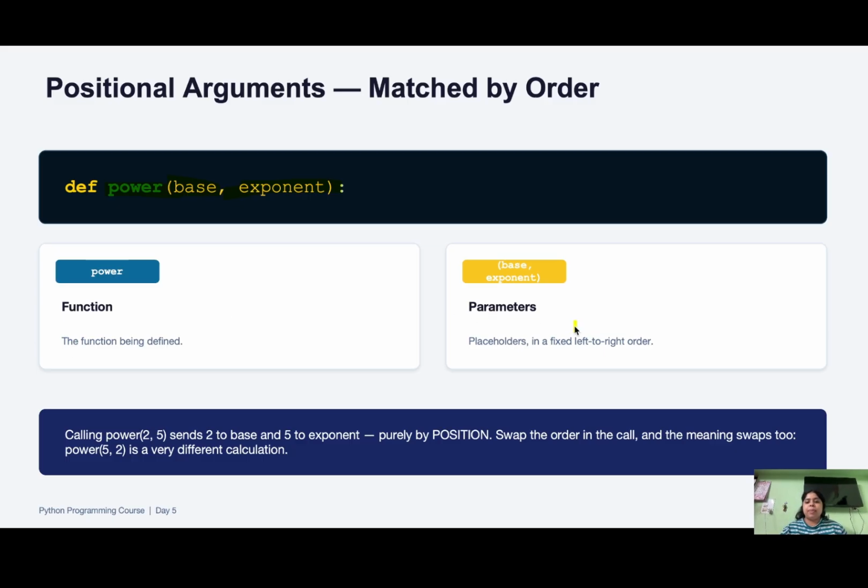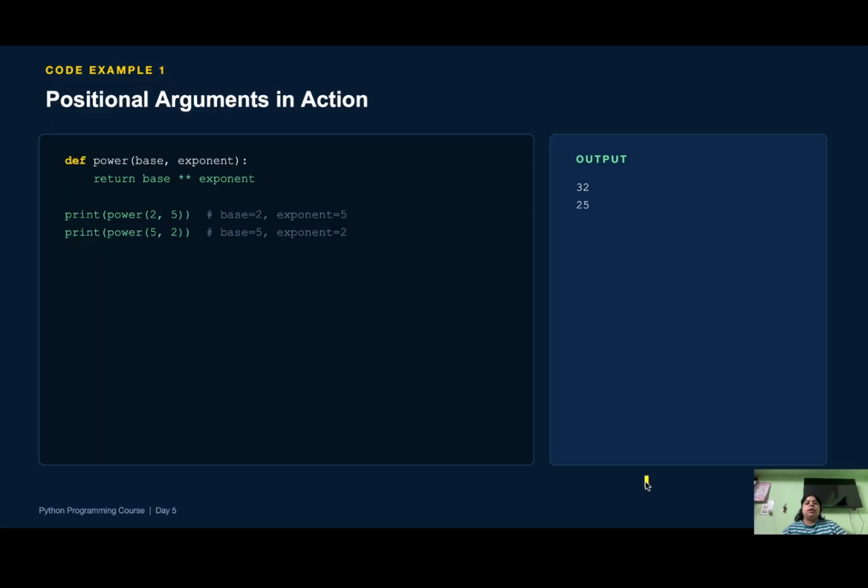Parameters are placeholders in a fixed left-to-right order, the way it is written, starting from the left and moving towards the right. So calling power(2, 5) sends 2 to base and 5 to exponent purely by position. Swap the order in the call and the meaning swaps too, which completely changes the calculation. Let's see the code. If 2 is raised to the power 5, the output is 32. And if you mistakenly write 5 and 2, it will be 25.